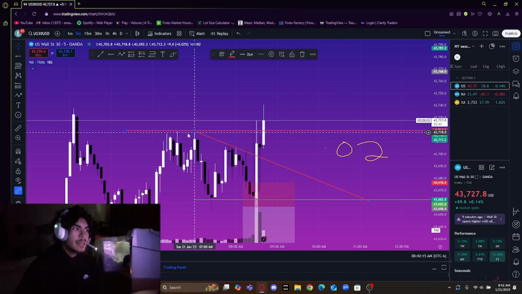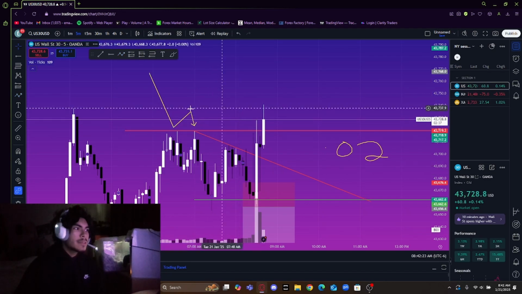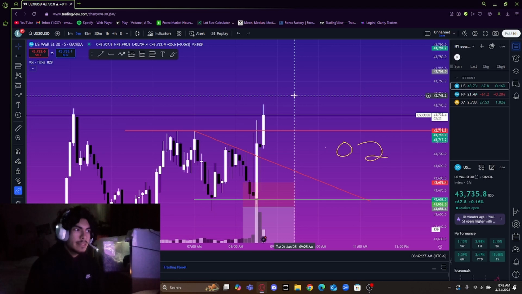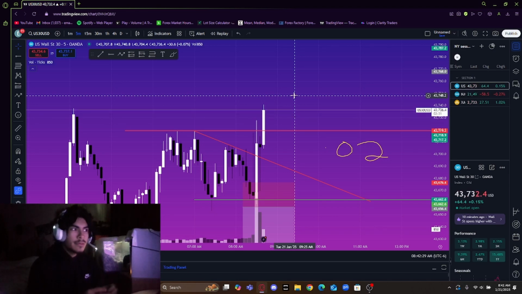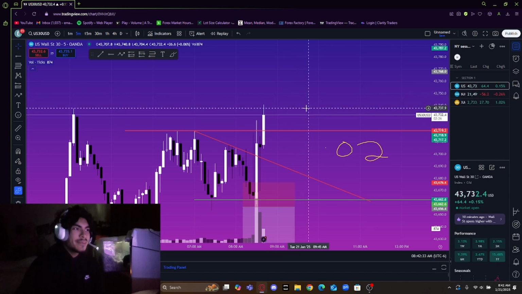Previously I had my resistance down here because we had two touches. You had a touch right here, you had a touch right there. So we had those two touches. I'm like, okay, that's a good level of resistance, because every time we reach up into that zone or touch this line, it'll go down, and that's how resistance works.